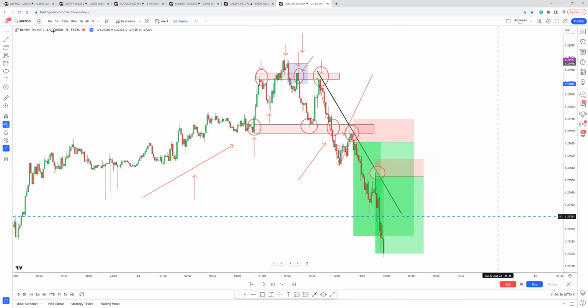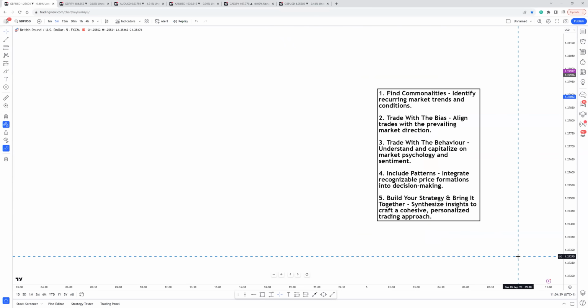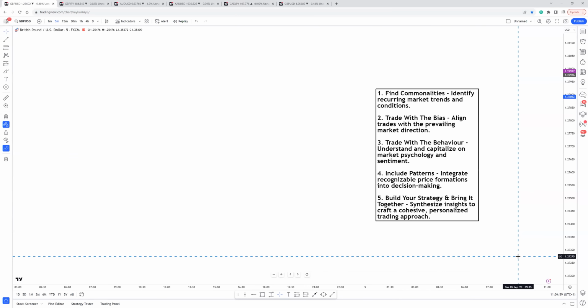There we have it. So the 5 points, guys. First thing you want to do is find commonalities. Identify recurring market trends and conditions. Second is trade with a bias. Align the trades with the prevailing market direction. The third thing is trade with the behavior. Understand and capitalize on market psychology and sentiment, which doesn't mean you have to have secrets or insights. Include patterns, integrate recognizable price formations into decision making.